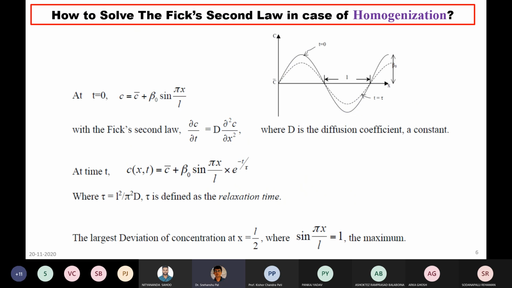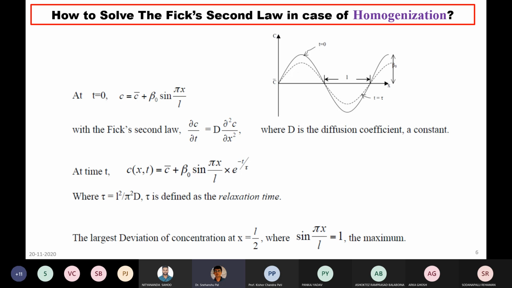Now we are going to take a case from the metallurgical engineering sector and metallurgical industry and try to understand how we are going to solve Fick's second law in the case of homogenization. Please, I am giving you 10-15 seconds, look at the picture of that concentration gradient.